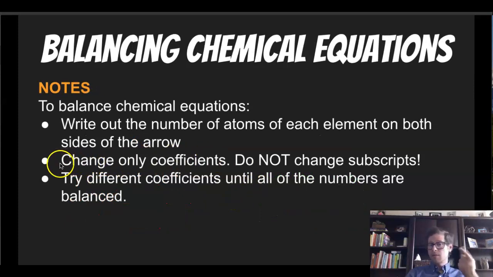Then the second thing is just remember you can only change coefficients. You can only put numbers to the left of each compound or molecule. You cannot change subscripts. That doesn't happen because that's not the point. The point is we have substances that go in and substances that come out, and the subscripts tell us what those substances are. And then we're going to just try different coefficients until all of the numbers are balanced. Right? So we're going to move those numbers on the left. We're going to try different combinations and see how we get to where we want to be. All right? Pause the video if you need to finish taking notes.